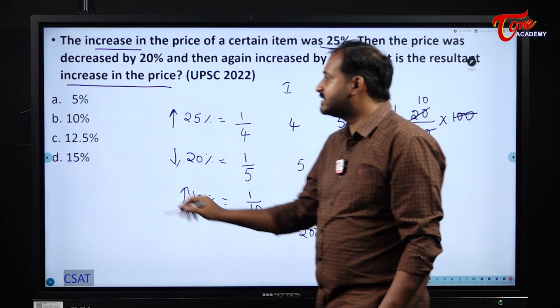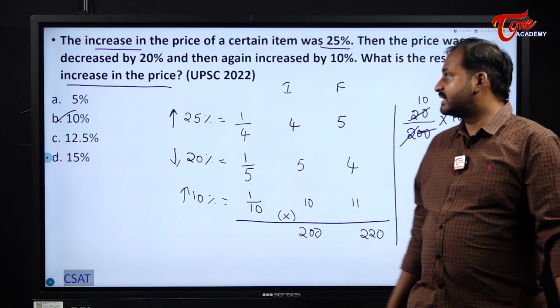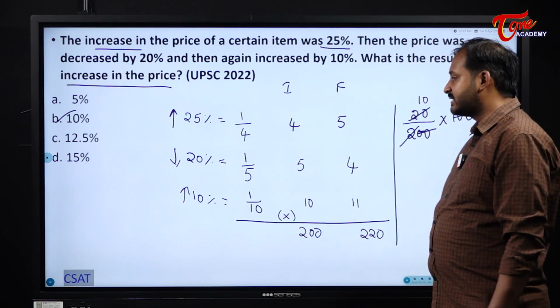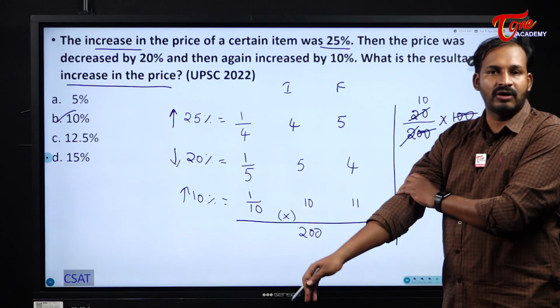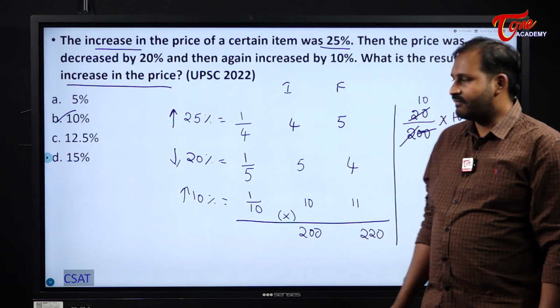So, the overall increase in the percentage is how much? 10%. There is an increase of 10% in the price. So, this is the simple and shortcut method, students. For the effective percentage, you can use this one very effectively.